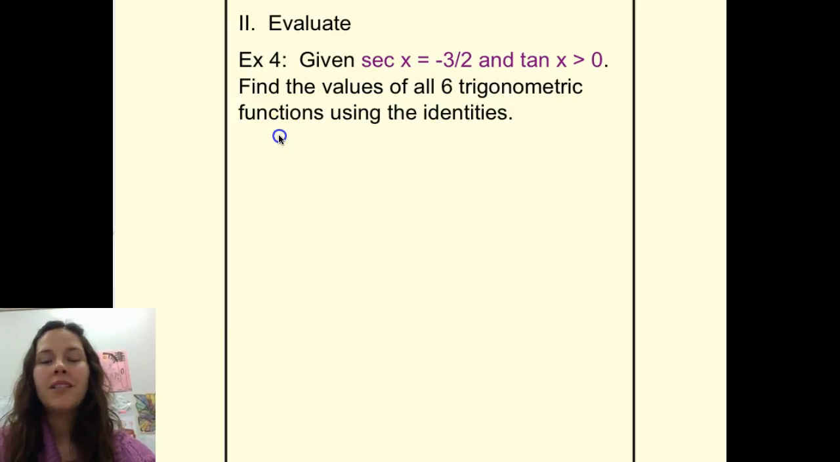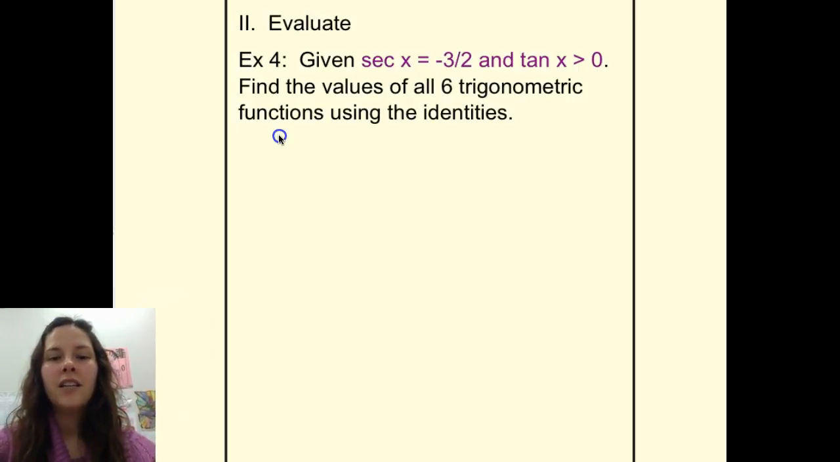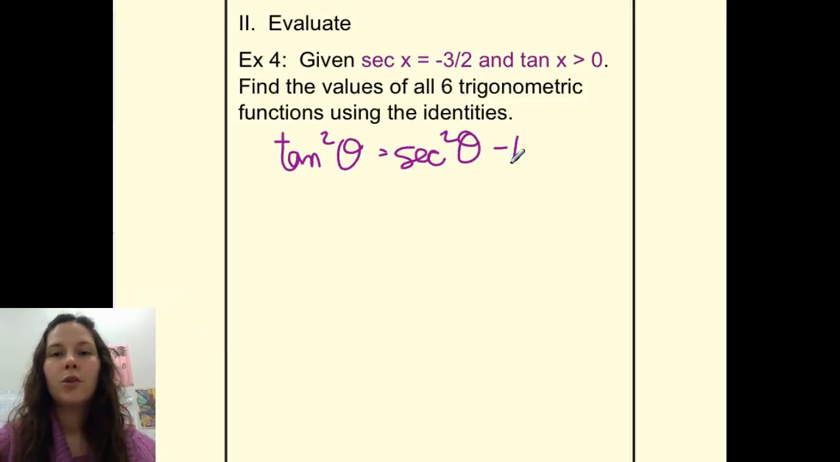This next example, we've done something similar with this by setting up right triangles and solving for the missing trig functions. This time we are only going to use the identities we've been given to solve for the other 6 trig functions. So first of all, I like to use a Pythagorean identity, so I know that tangent squared equals secant squared minus 1. So I'm going to replace secant squared with the value that I gave you, that negative 3/2, and then I'll solve for the tangent.